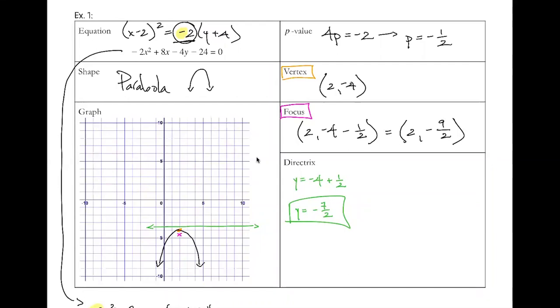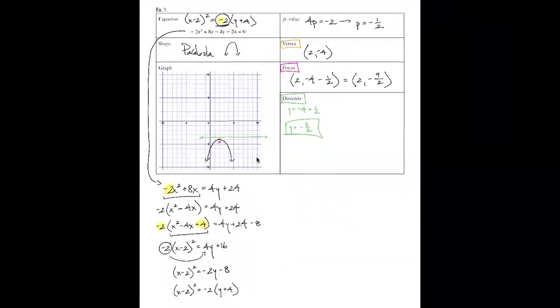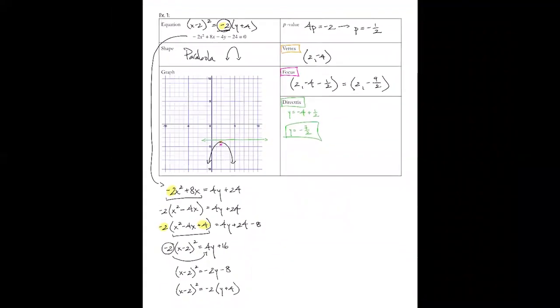Okay? So as you're graphing these, the important features that I'm looking for are the vertex, the focus, and the directrix. And then knowing which direction it opens and that all of those are there, and then the actual parabola part, you can just kind of sketch it, okay? So let's zoom out a little bit so you can see the whole problem on one page.